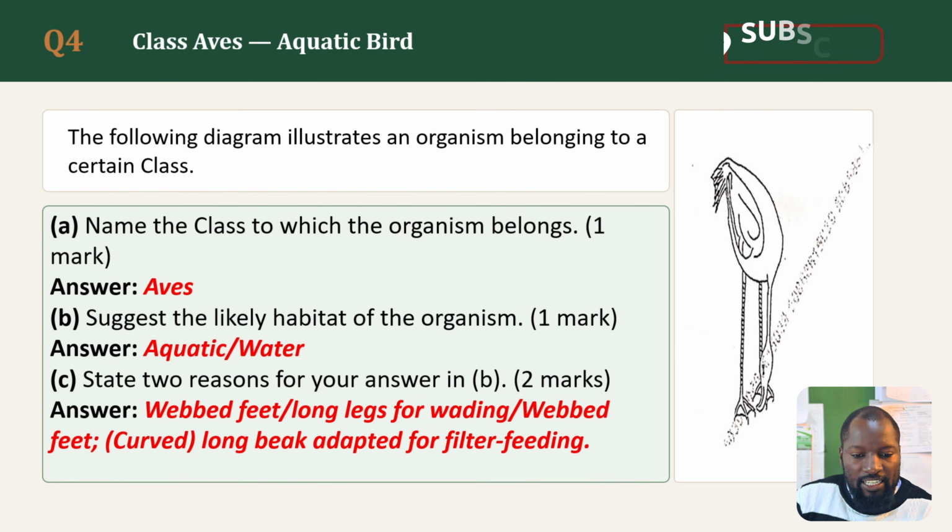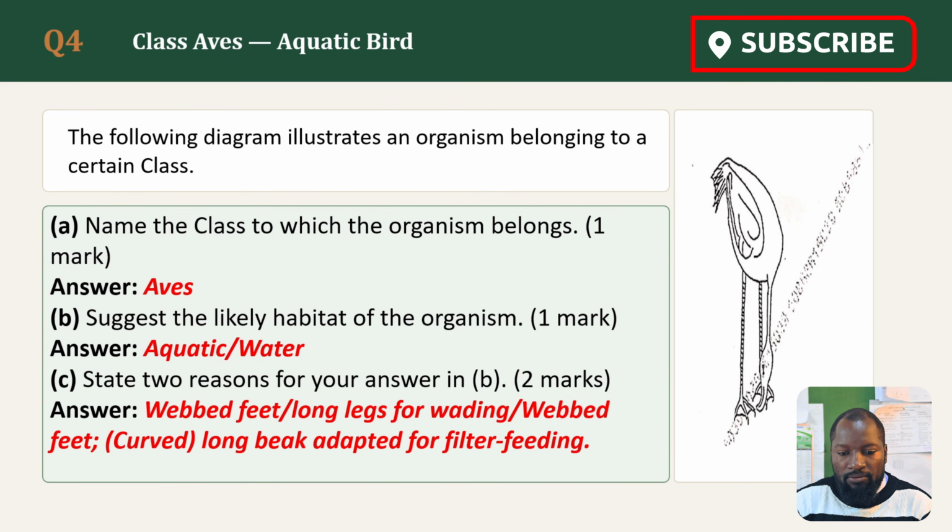Number C, state 2 reasons for your answer in B. Number 1, it has long legs for wading, and also it has webbed feet also for wading. Look at the beak. The beak is adapted for filter feeding. So there are 2 things there. We are looking at the long legs or webbed legs, which are for wading, and we're also looking at the beak of that organism or that animal, which is for filter feeding.